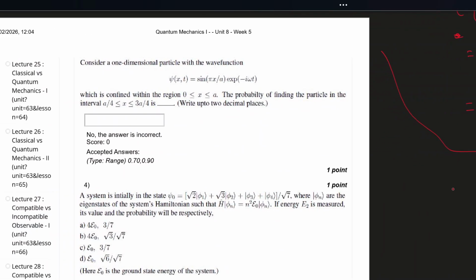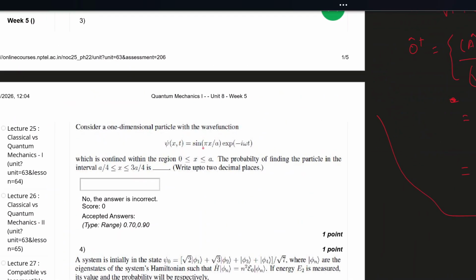Okay. Then question number 3 is: psi(x,t) of a one-dimensional particle's wave function is sin(πx/a) e^(−iωt). Probably you can recognize from the form that it is a particle-in-a-box type of wave function, because there you used to have wave functions like sin(nπx/a), and the n value could be taken from 1, 2, 3, etc.